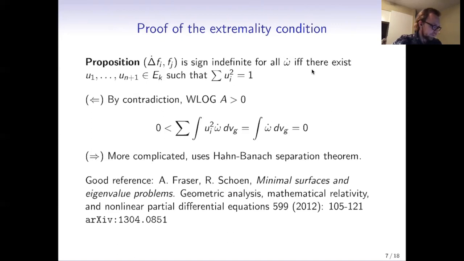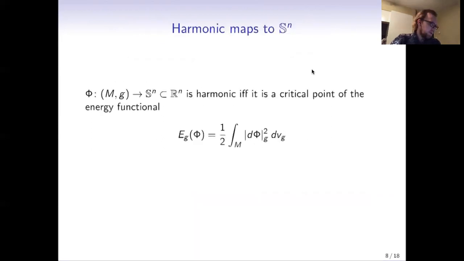Okay. All right, so we proved this theorem of Nadirashvili and El Soufi, that you have this extremality condition with sum of squares equals 1. Right, so now, as I promised, let's explain why this condition is equivalent to being a harmonic map. Let me recall what it means to be harmonic. The map to S^n is harmonic if it's critical for this energy functional.